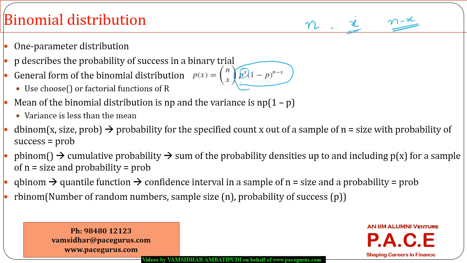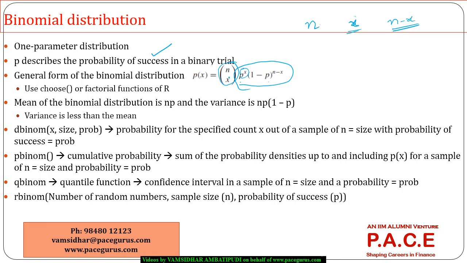Now out of this n, any x could be successes. So that's where the number of ways in which x successes can occur out of n trials is nothing but nCx. This is the number of ways x successes can occur out of n trials, which is nCx. So here the P is nothing but the probability of success when you are doing one single trial.